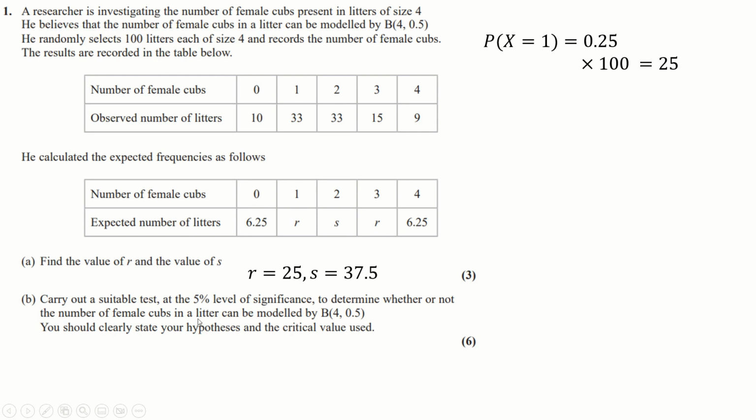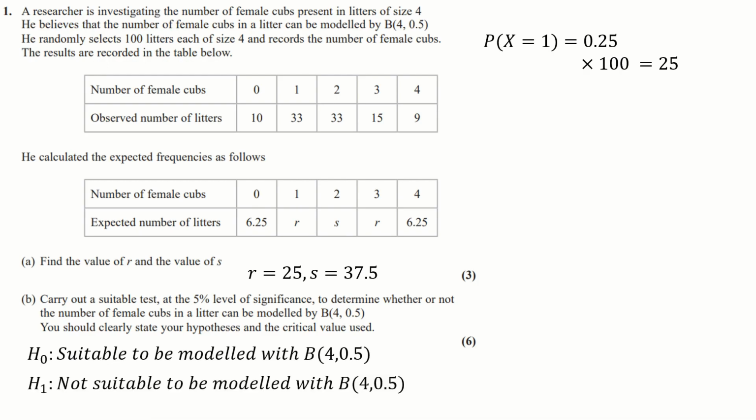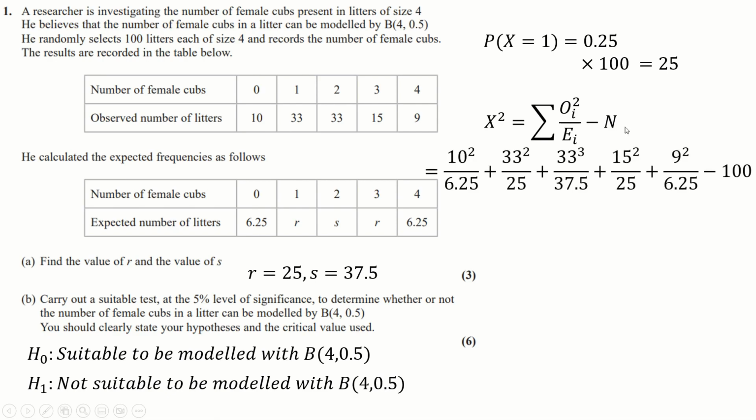So firstly, the null hypothesis is that we can model this suitably with B(4, 0.5). H1 is going to be that we can't. So that's fine. We've got to work out X squared now. This thing here, I like using this formula: this squared over this, plus this squared over this, plus this squared over this, and so on. Gets me all this. Take away the n, 100, right at the very end, you get this number here.